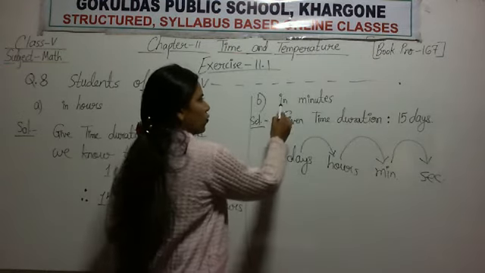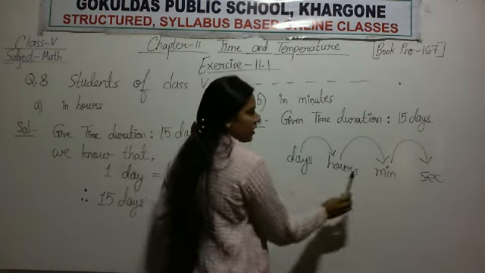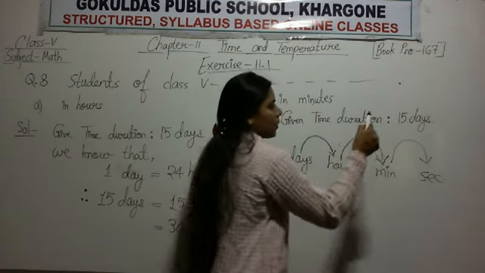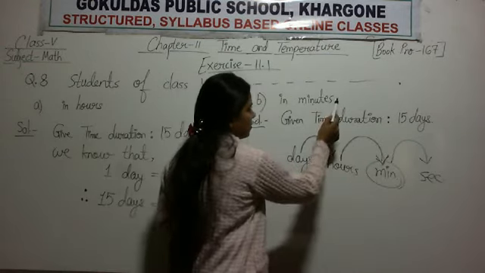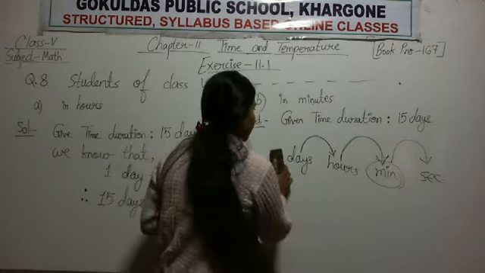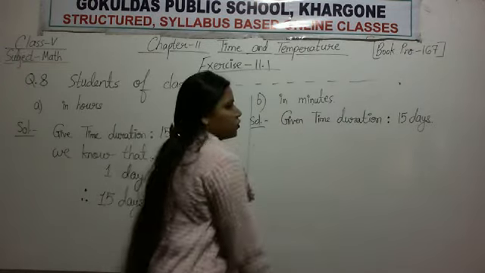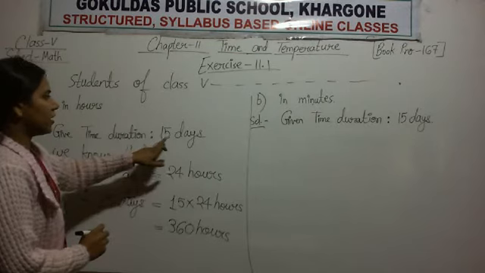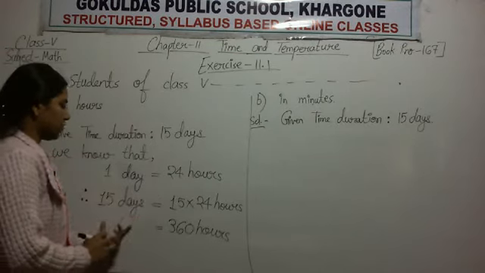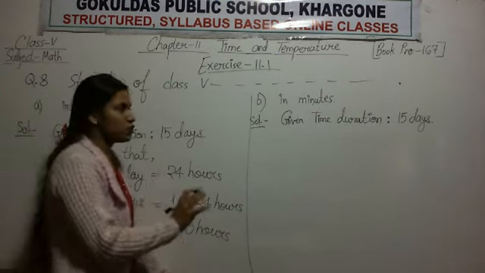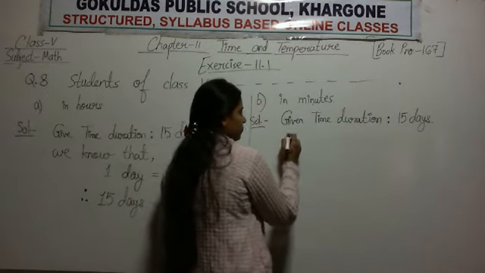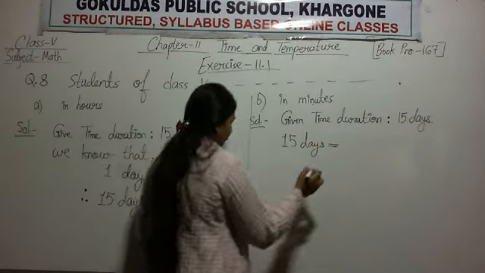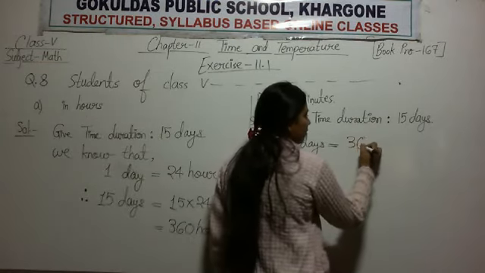So in this question we want to convert days into minutes. So two steps we need to follow. First of all, we will convert days into hours, then we will convert hours into minutes, and we will reach this step. Okay? If you observe in part A, we have converted days into hours. 15 days into hours we have already converted. So already we know 15 days means 360 hours, right?